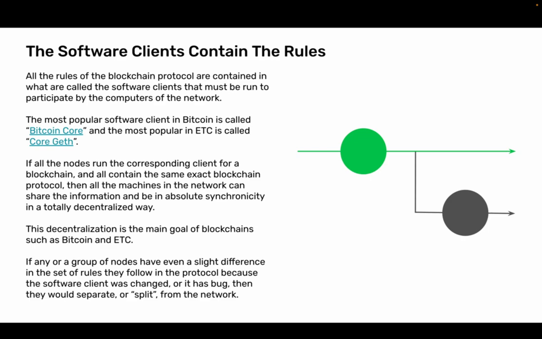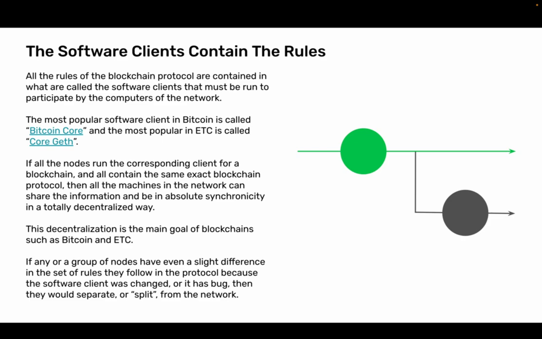The software clients contain the rules. All the rules of the blockchain protocol are contained in what are called the software clients that must be run to participate by the computers of the network. The most popular software client in Bitcoin is called Bitcoin Core, and the most popular in ETC is called Core Geth. If all the nodes run the corresponding client for a blockchain and all contain the same exact blockchain protocol, then all the machines in the network can share the information and be in absolute synchronicity in a totally decentralized way. This decentralization is the main goal of blockchains such as Bitcoin and ETC.